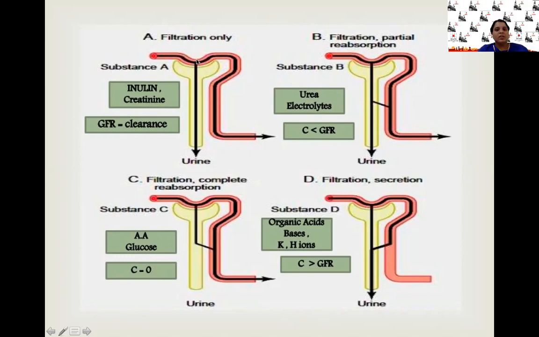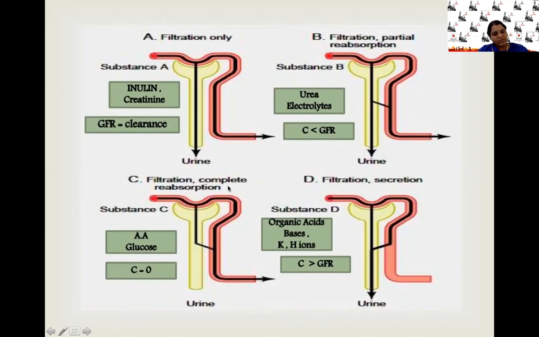So if the filtered amount is equal to the excreted amount, that is, it is only getting filtered but not reabsorbed nor secreted, then you can calculate the creatinine clearance. Clinically, you can use creatinine for this. If the filtered substance also undergoes secretion, the clearance is higher than your GFR. Such substances can be used to measure your renal plasma flow and the blood flow, an example being PAH, para-aminohippuric acid.